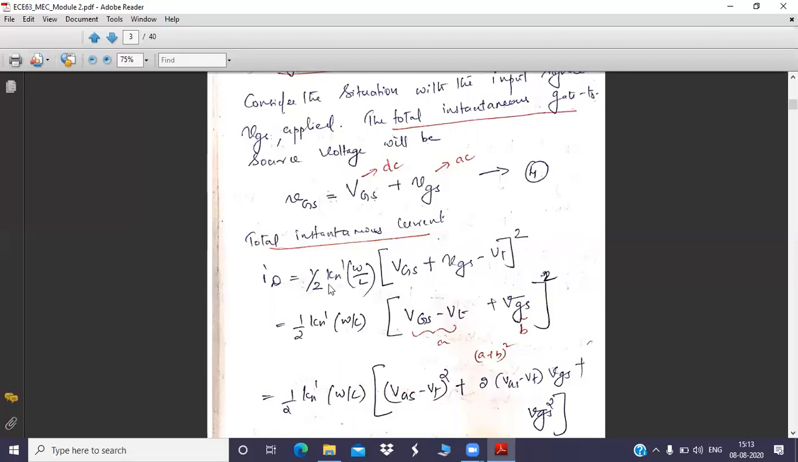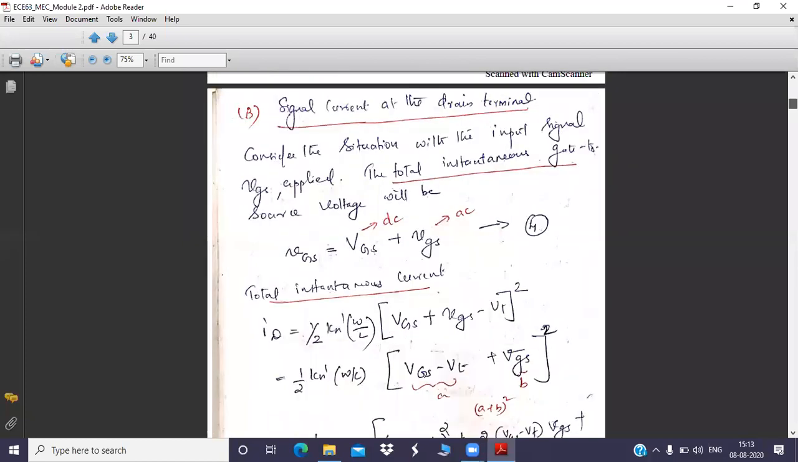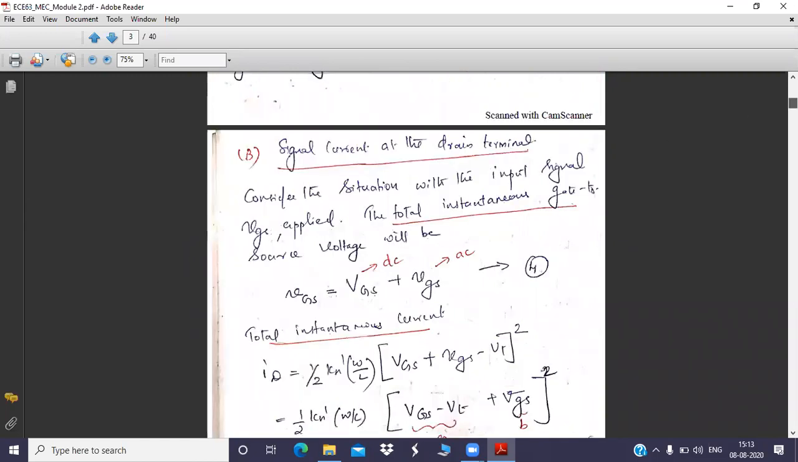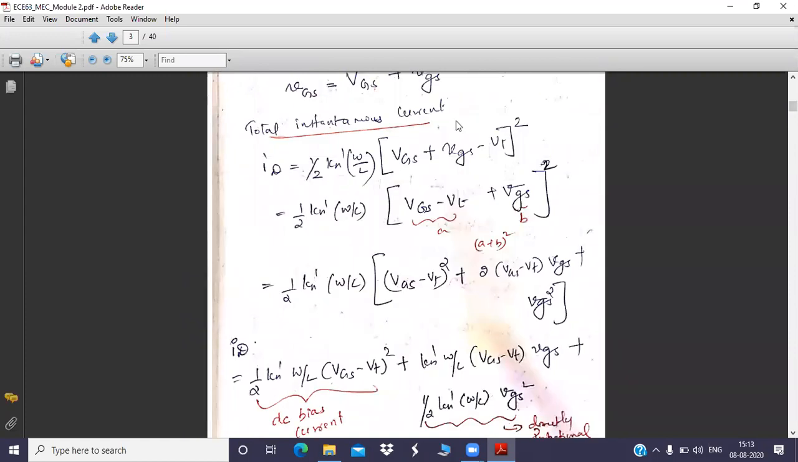Yes, sir. So you know the expression, half Kn dash W by L into VGS minus VT the whole square, in the first case, the DC case. This was the original equation we studied in the first module. But now we are dealing with AC plus DC, so there will be a slight variation. Can you tell what will be the variation? Apart from this capital VGS, there will be small letter vgs also, because we are considering AC together. So the previous equation will now be modified as capital VGS plus small letter vgs minus VT the whole square.